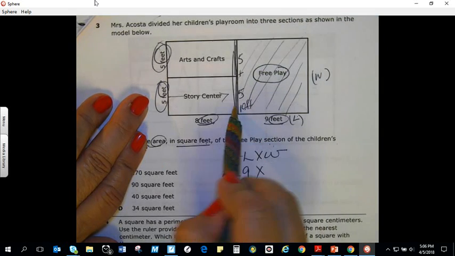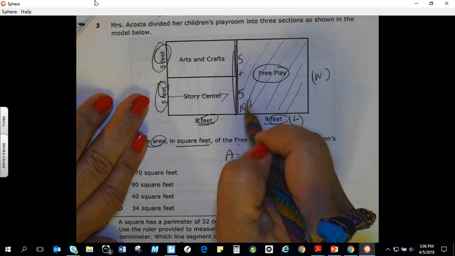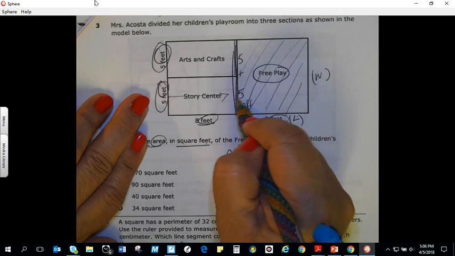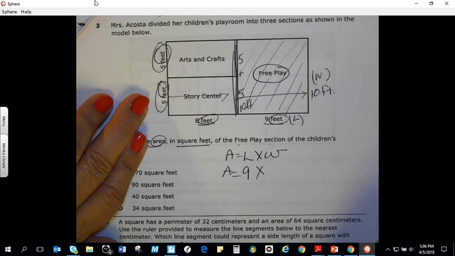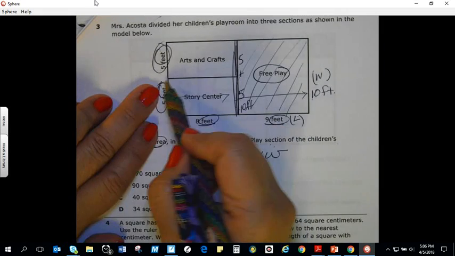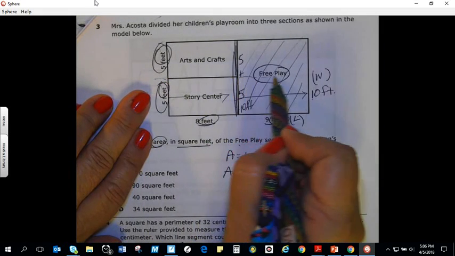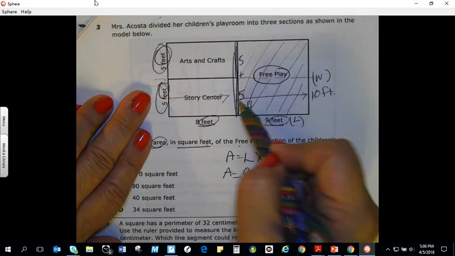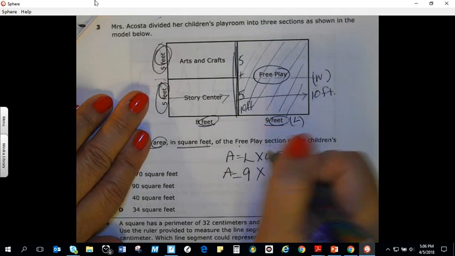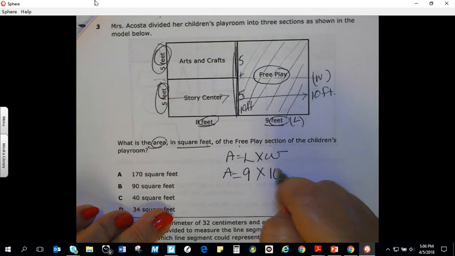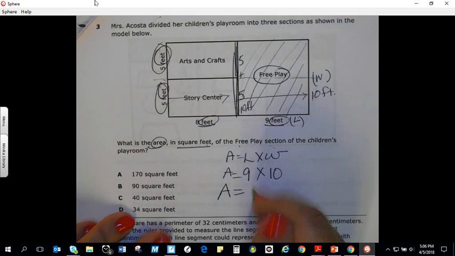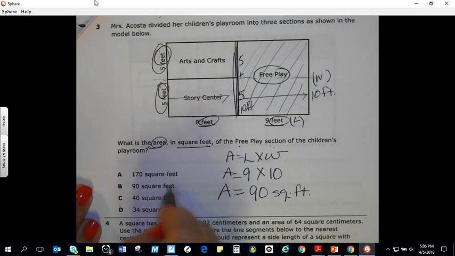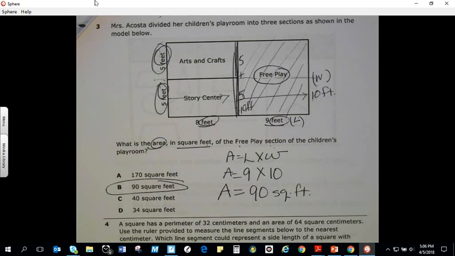So this is the width, and this is the width. If this is 10 feet, we know that straight across, this will also be 10 feet. Okay, you see that? If I just draw a line straight across here, you have the 5 and a 5, put it together, and 5 plus 5 is 10. So it's 9 times 10 feet. The area then equals 90 square feet. And the answer is B.